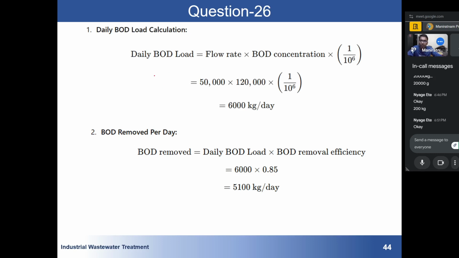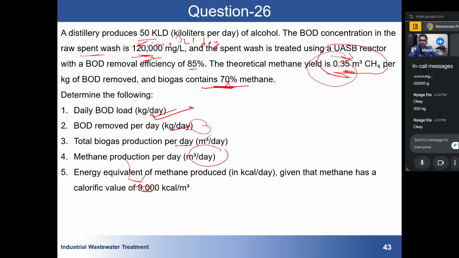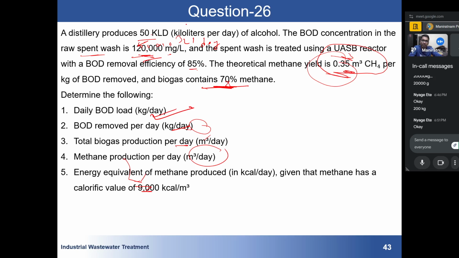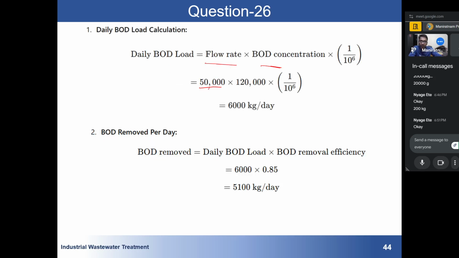Okay, so this was the first question, the BOD load. The BOD load is simply flow rate into BOD concentration. Here I have taken care of the units. It is 50 kiloliter per day, and this much milligram per liter. The flow rate has been written as 50,000 liter per day, and the BOD concentration was given in milligram, so milligram has been converted into kg by dividing by 10 to the power 6. So this much kg of BOD is coming, that is 6000 kg per day.